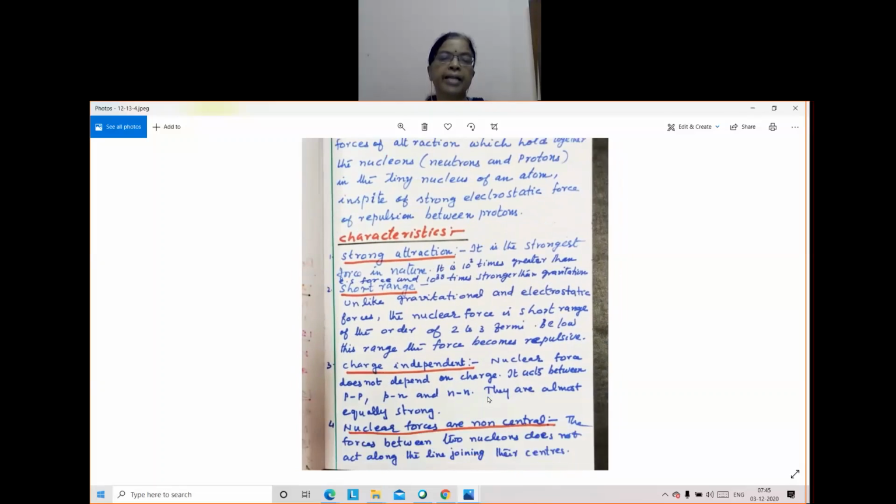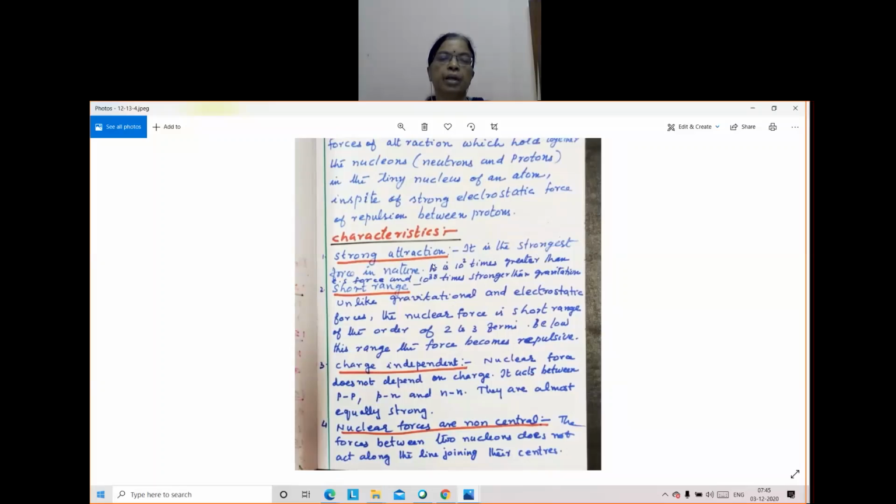And the characteristics of the nuclear forces, we studied last year. It is the strongest force in nature. It is 100 times stronger than the electrostatic force, which is why all the protons are held together inside the nucleus. And it is 10⁻³⁸ times stronger than the gravitational force. We know gravitational force is the weakest force in nature, and the strongest force is nuclear force. That's why all the nucleons are held together inside the nucleus because of the strong force of attraction.